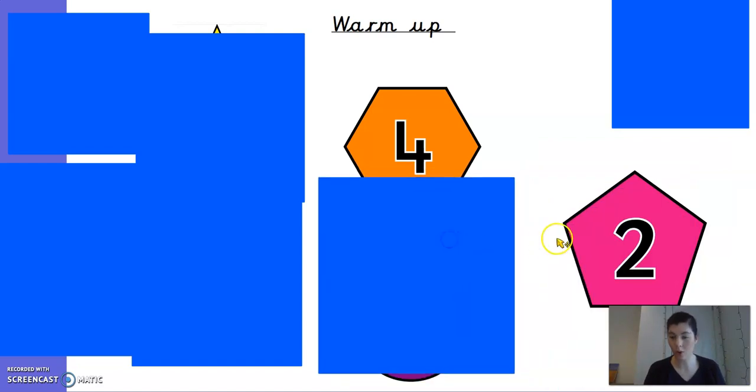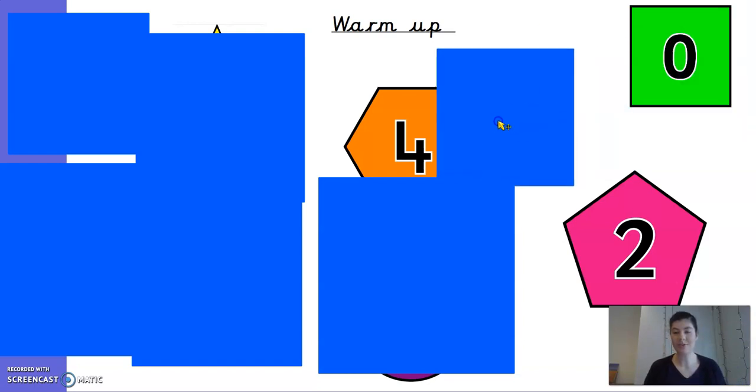Next one. Ooh, okay. What shape's this? 1, 2, 3, 4, 5. It's got 5 sides. It's called a pentagon. And what number is on our pentagon? The number 2. We talked about this earlier. So I've got a 2. I'm going to double it. So I'm going to get another 2. Put it on top. There we go. What number have I got now? It looks like it's a 4, isn't it? 1, 2, 3, 4. Double 2 is 4. Brilliant.